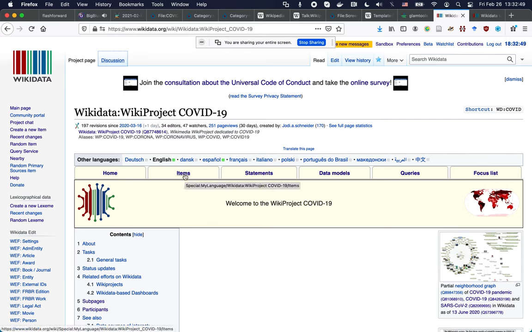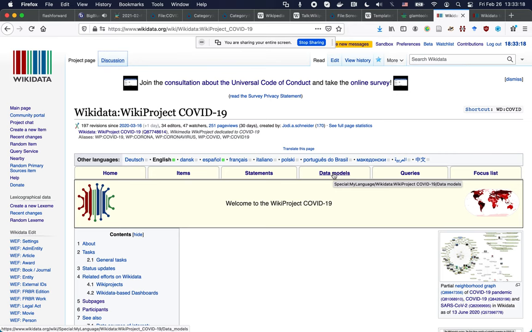In terms of structuring the information in Wikidata, the wiki project actually reflects some of that. So we had the items already about the virus, the disease, the pandemic, and all those things that are related to them. We have statements like how many people are known to have been infected in a particular location at a particular point in time, things like that.